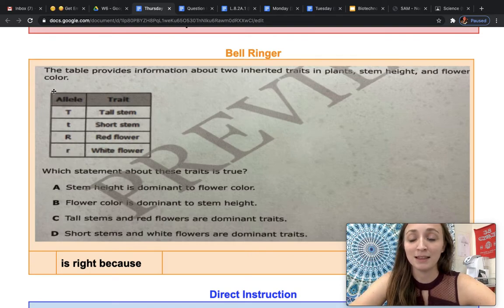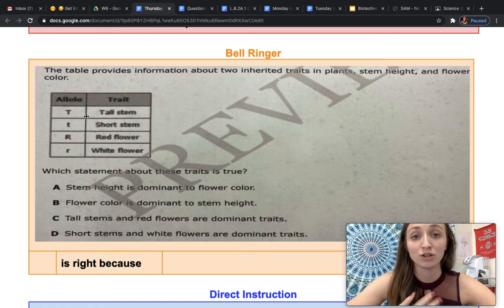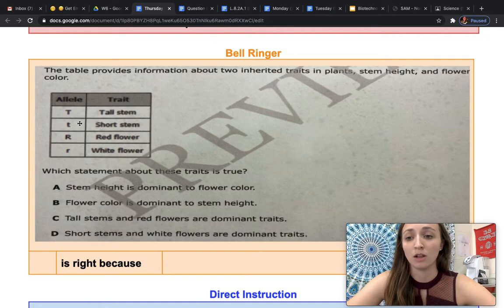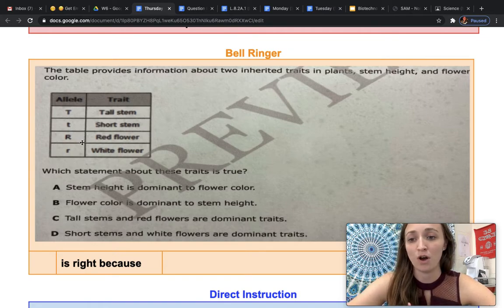Remember that the allele is just a single letter that we use to represent a different version of a trait. For example, in this table, we've got a capital T, which represents a tall stem. A lowercase t represents a short stem. So we use the letter T to represent stem height, but we use capital and lowercase to represent the different versions of height. The same thing goes for the R's, which is for color. A capital R represents a red flower and a lowercase r represents a white flower.